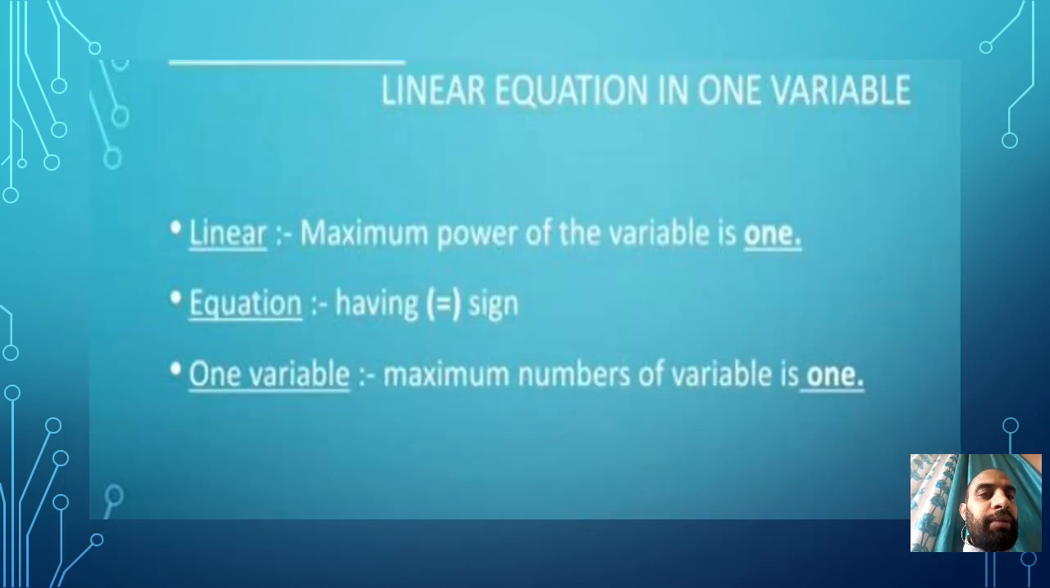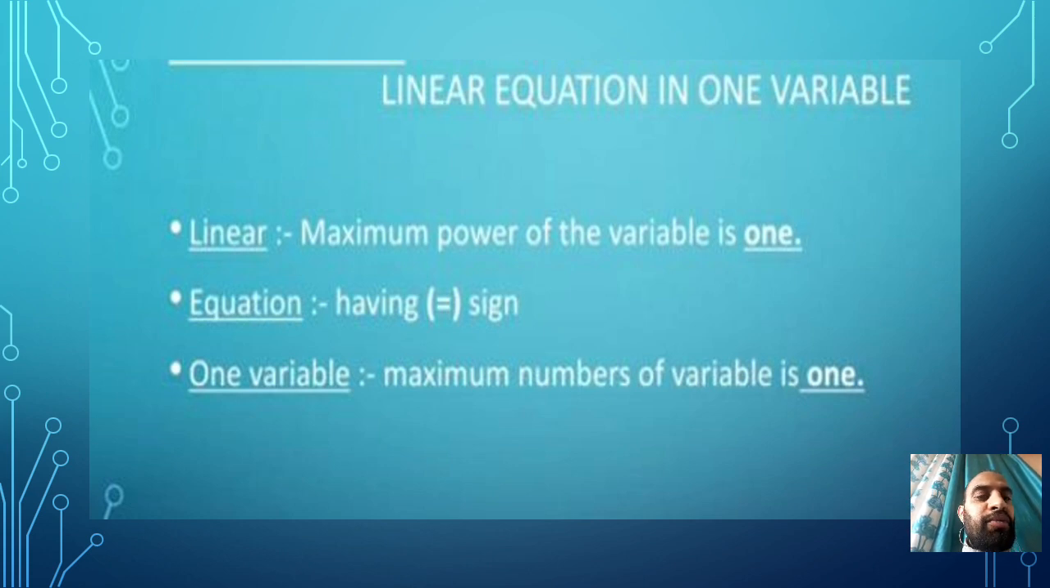Then one more concept that we already studied in class 8 is linear equation in one variable. What does it mean? Linear equation means the maximum power of the variable is 1. If there are different powers like 5x raised to power 5 or 7, those are not linear equations. Linear equation means having maximum power 1. Equation means having an equals sign, and in one variable means the maximum number of variables is 1.